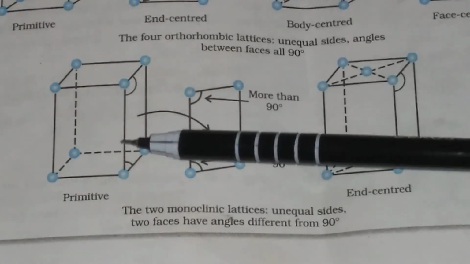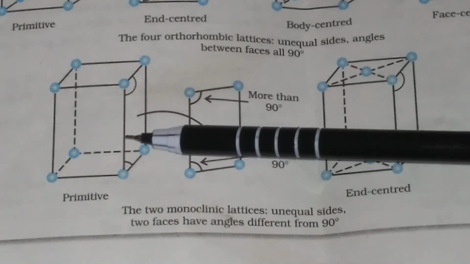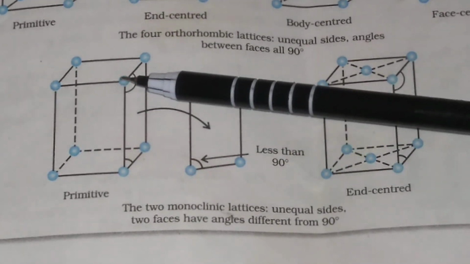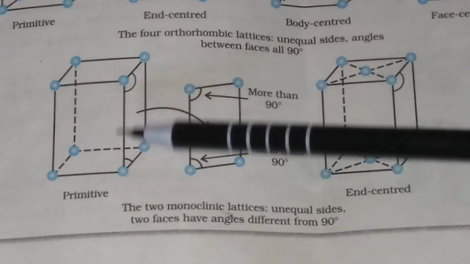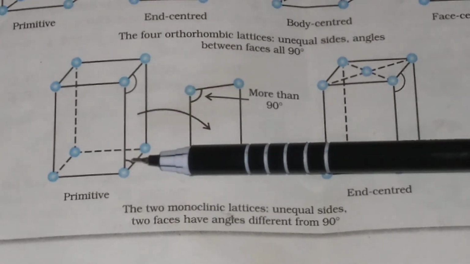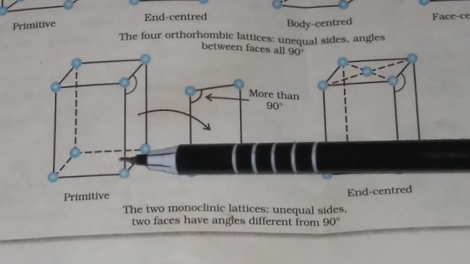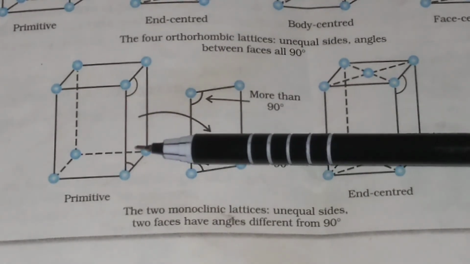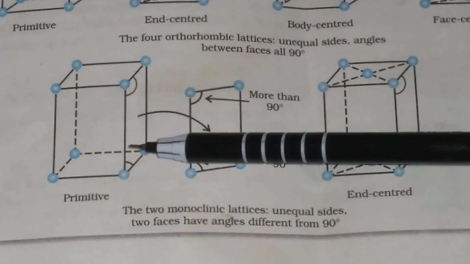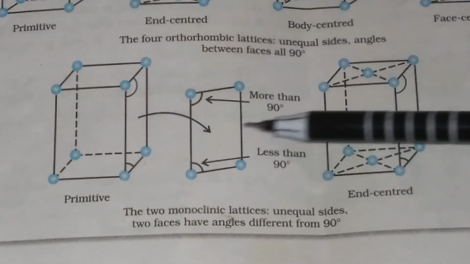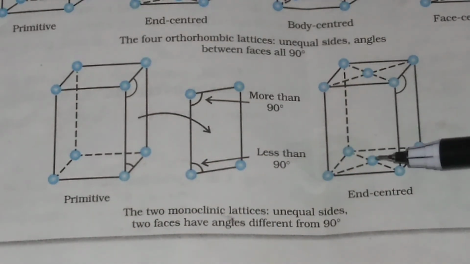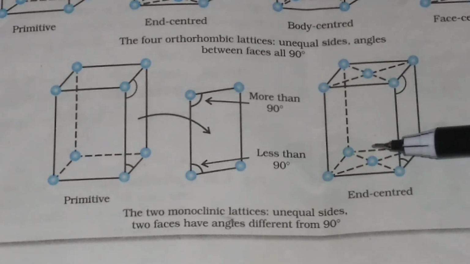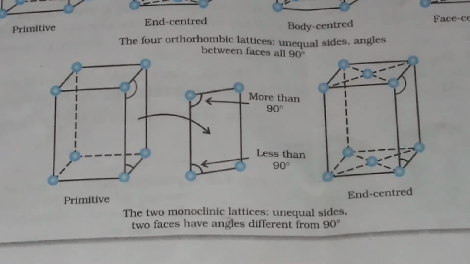See, this is your monoclinic, the primitive monoclinic. Here alpha and gamma are 90 degrees, but beta is not equal to 90 degrees. Here a is not equal to b is not equal to c. So there are two structures of monoclinic: one is primitive, and the other is non-primitive. The non-primitive one is end-centered. This is your end-centered non-primitive monoclinic structure.